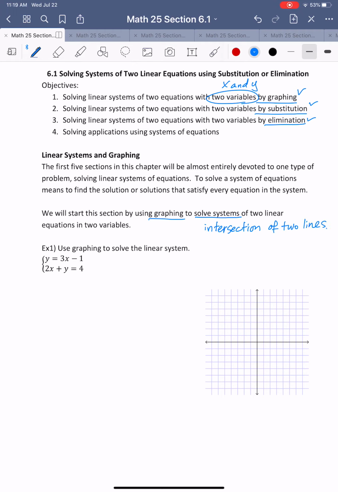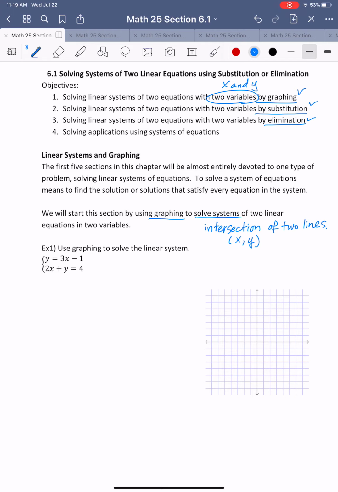The place of the intersection, which comes out as an ordered pair, will be the solution. What if the two lines don't intersect? That means there's no solution. What if the two lines are exactly the same, which means every single point on the line intersects the other? We call that infinitely many solutions.